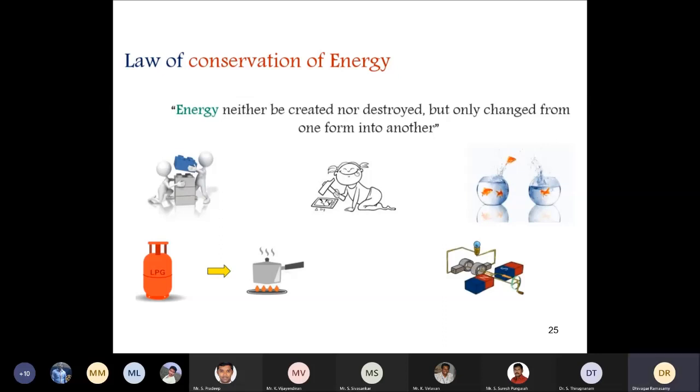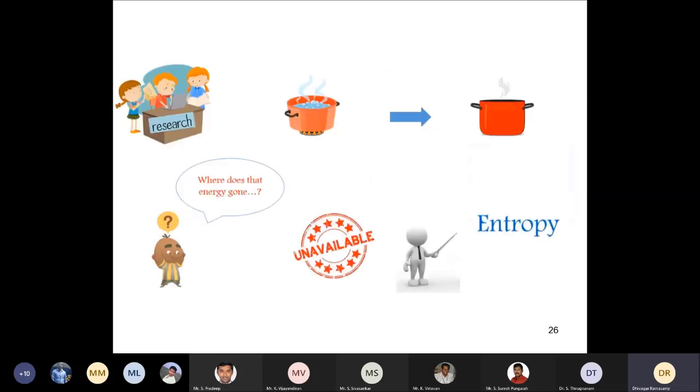In the third diagram, a fish is jumping from one tank to another. The fish's potential energy is converted into kinetic energy. The energy possessed during the traveling condition, in the dynamic motion, is kinetic energy. In the LPG gas cylinder, chemical energy is converted into heat energy. Here there is a battery. The battery has chemical energy, and that chemical energy is converted into electrical energy. So energy is converted from one form to another form. Here we want to understand the entropy concept through this energy conversion.